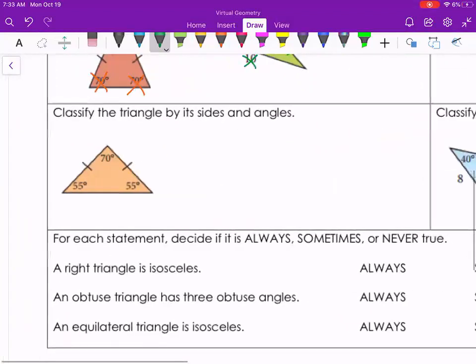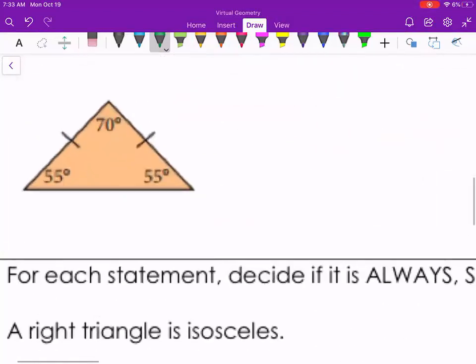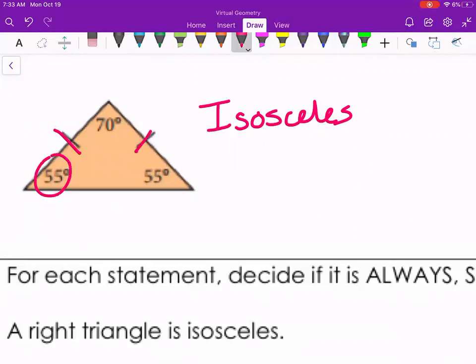Right below, classify this triangle by its sides and angles. So let's do sides first. All right, so we've got two sides that are the same, which makes this isosceles. And our angles, all of these angles are less than 90. So that makes this isosceles acute.